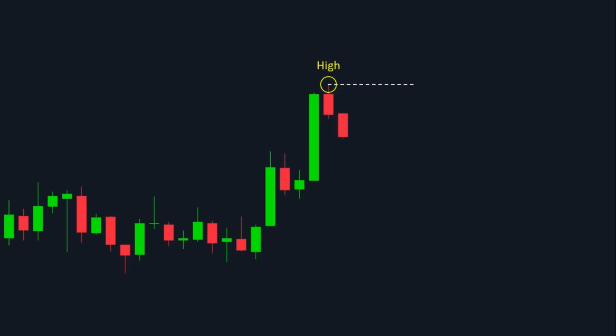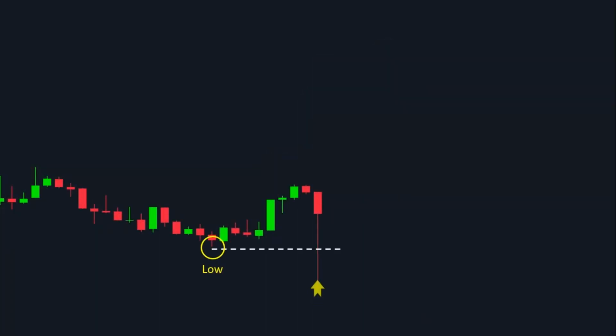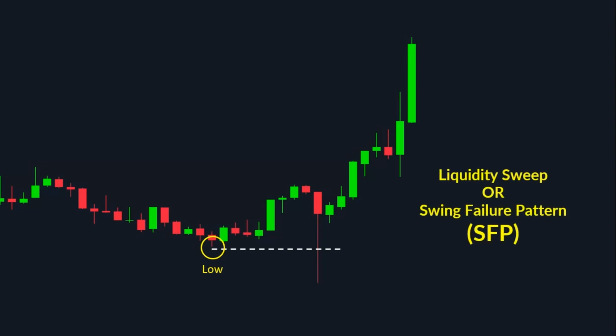Have you ever seen the market break a high, only to snap back and drop like a stone? Or dip below a low, then launch in the opposite direction? That move is no accident. It's called a liquidity sweep, also known as the swing failure pattern, or SFP.